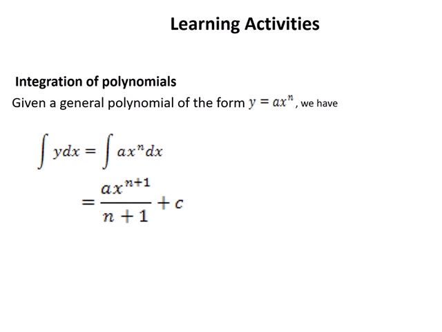The question is ax raised to the power of n, and we're integrating now. So you add 1 to that power. So it becomes ax raised to the power n plus 1 all over n plus 1. That is, you are dividing through by the new power. Then you put in the arbitrary constant there, which is c. So that is how to go about the general form of this polynomial function. So let's now go on and look at another example on this.